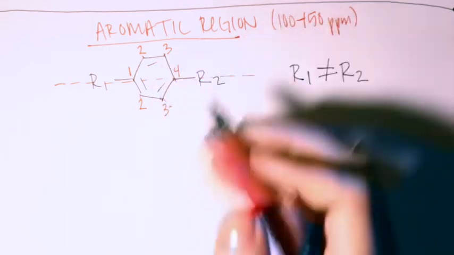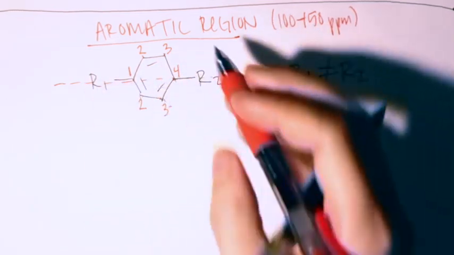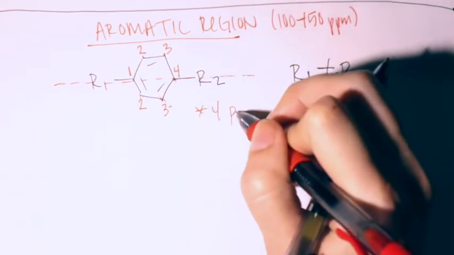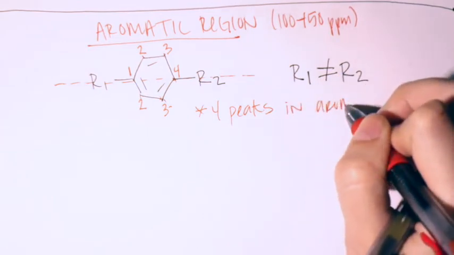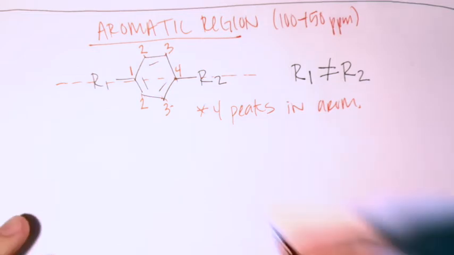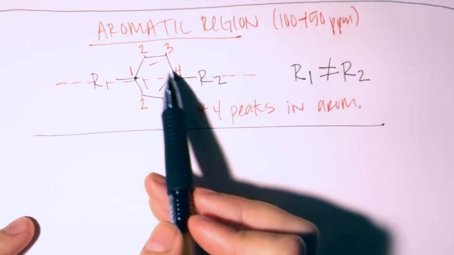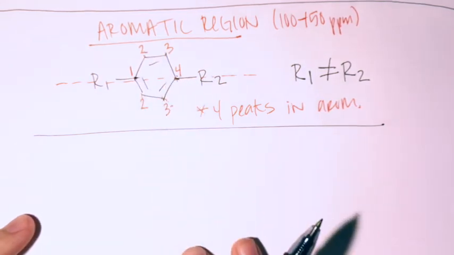So in a situation like this, where you have substituents on opposite sides, and they're different from each other, you would expect to see 4 peaks in the aromatic region for carbon 13 NMR, right? So you'd expect to see 2 short ones, and then 2 tall ones for that kind of pattern.